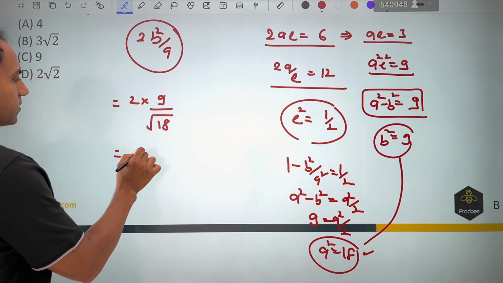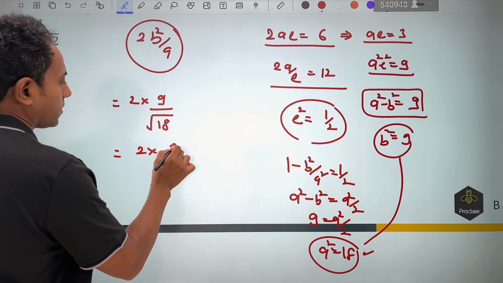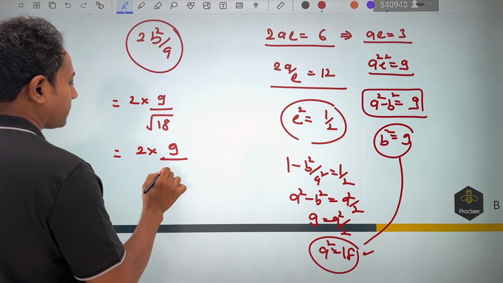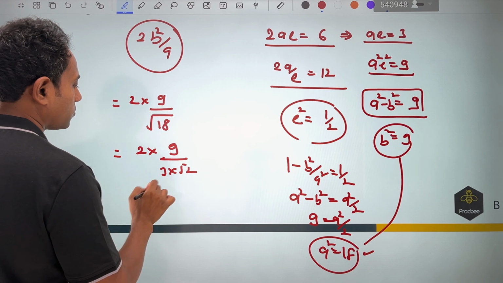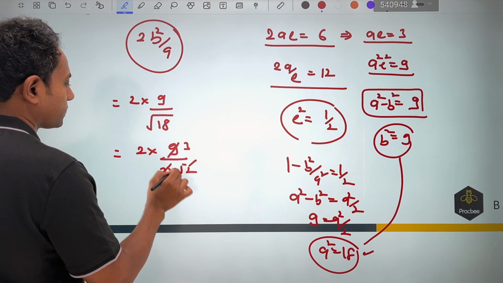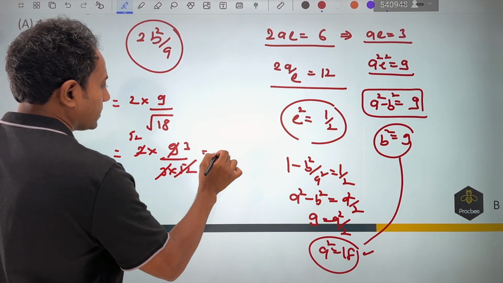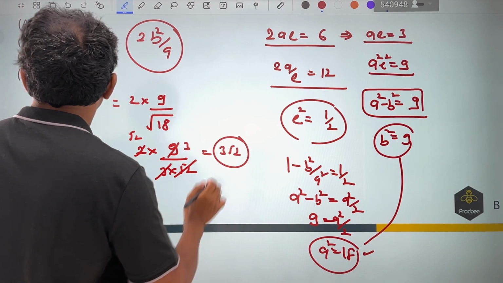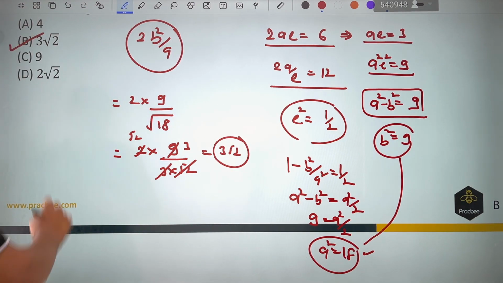Let us simplify. So this is 2 into 9 divided by 3 into root 2. So this will get cancelled out. This will also get cancelled out. Answer comes out to be 3. Let us check the options. You can see B option matches.